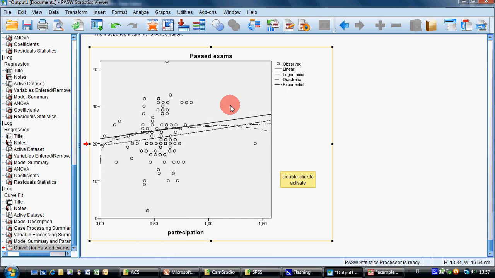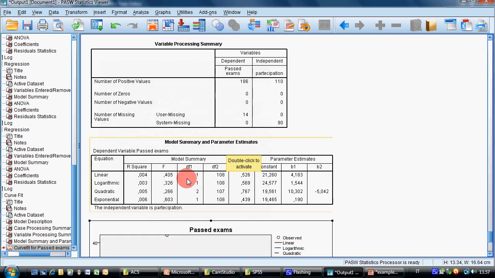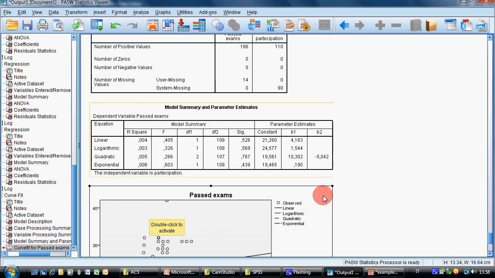Since in this case there is no relation, as you can see, the data have the shape of a cloud, so there is no relation. And here you get the R square for all the models. You can see ridiculous R squares. If you need the coefficient, constant b1 and b2, in case b2 exists, for the quadratic b2 also exists. Okay, so this is how to get a non-linear regression model.